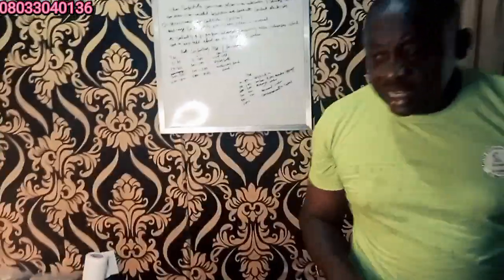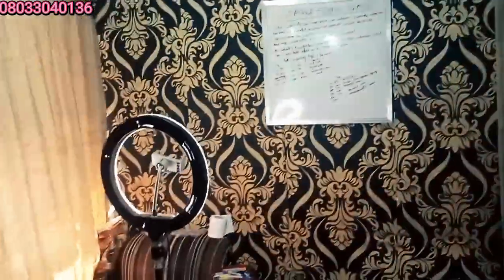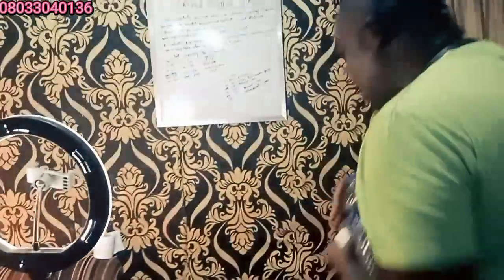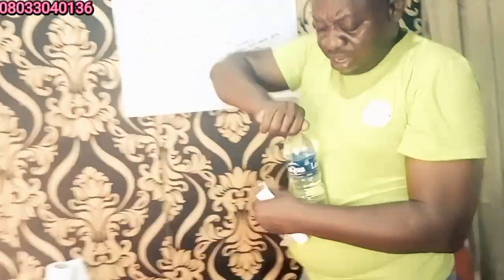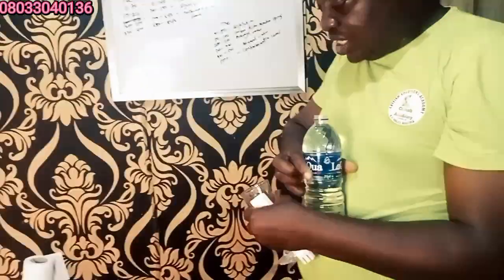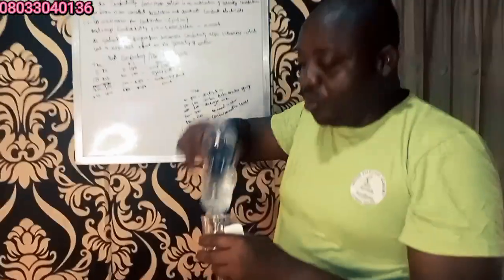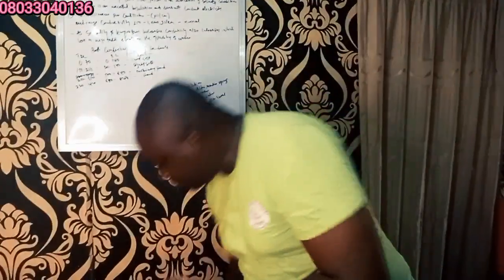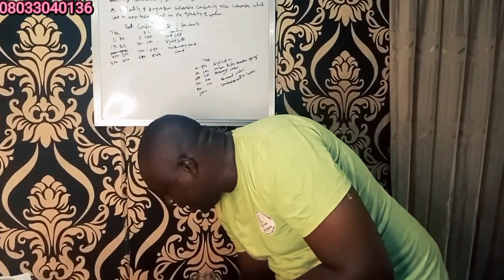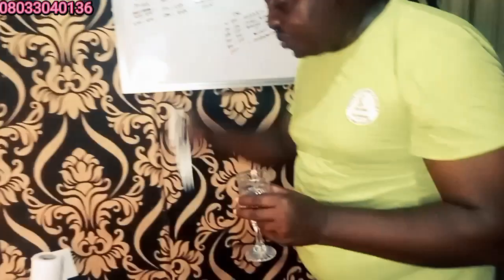And let me test the table water. Now, we are going to test for the table water. This is the table water. I just cut it, and this is the table water. I'm testing for the table water. I'll be testing first for the conductivity, the water conductivity.